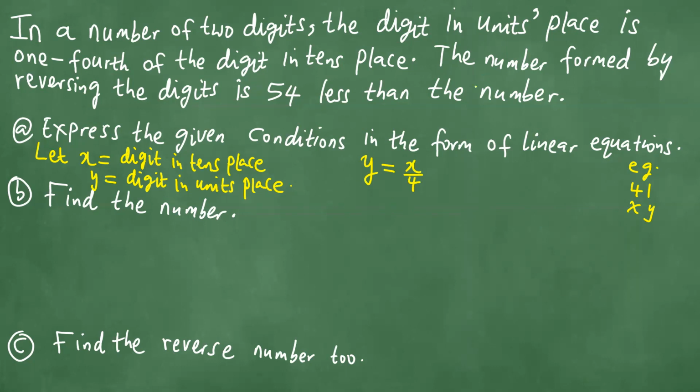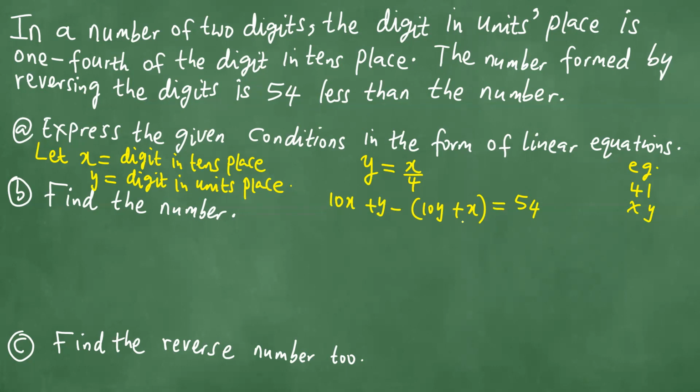Moreover, the number formed by reversing the digits is 54 less than the number. So obviously we're dealing with the number here, which means if x is in the tens place, you have 10x, and the digit in the units place, you have y, minus, and then you have 10y plus x when you reverse the digits. This equals 54, because the number formed by reversing the digits is 54 less than the number.